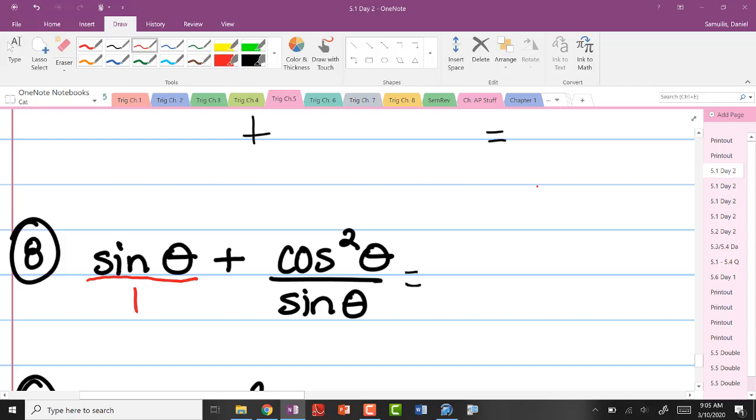So ask yourself those common questions. How do I get a common denominator? What is it? Sine. So what do I have to multiply this one top and bottom by? Sine. This is back into August, how to get a common denominator with, quote, variables. And that's what we have to treat the trig functions as, variables.